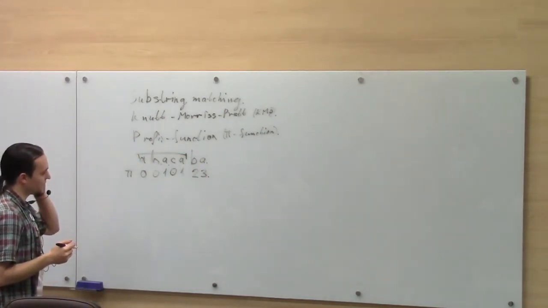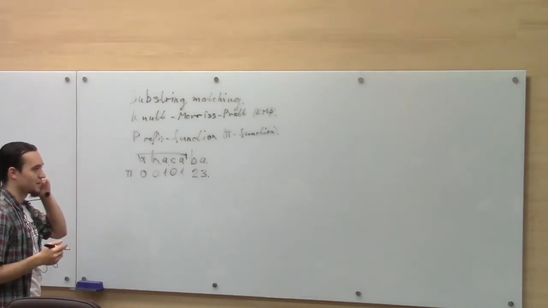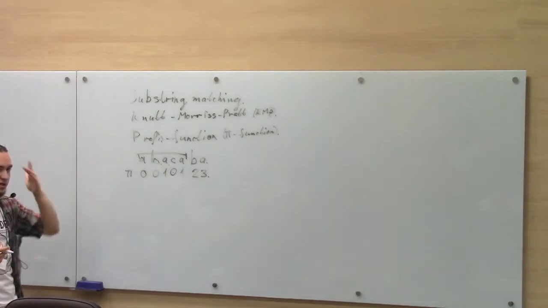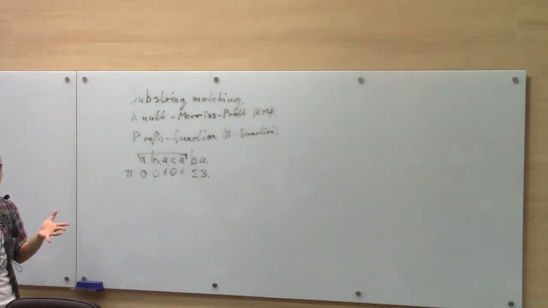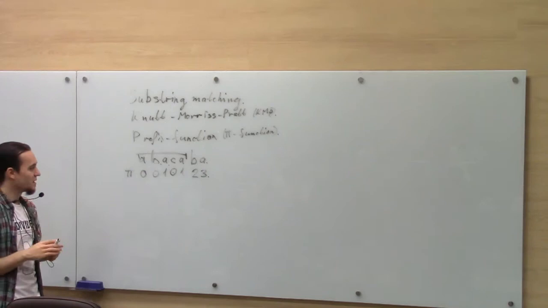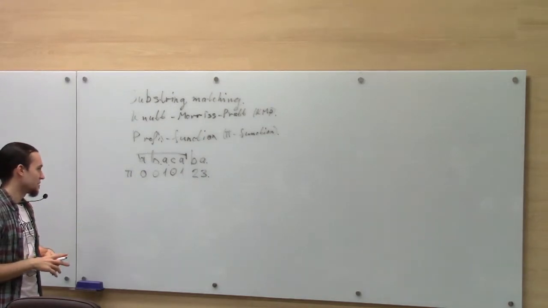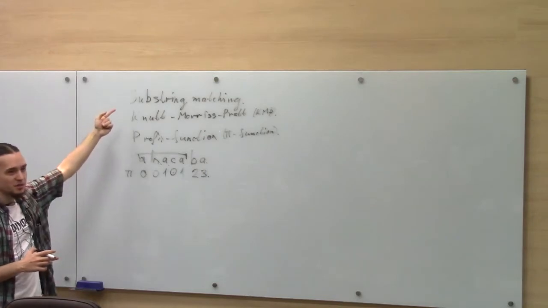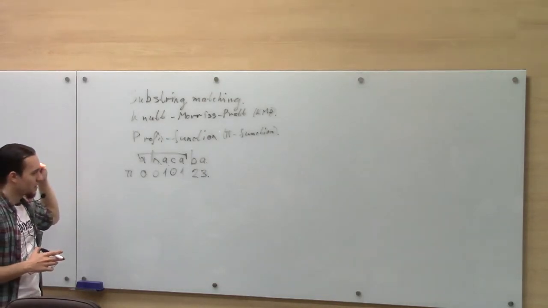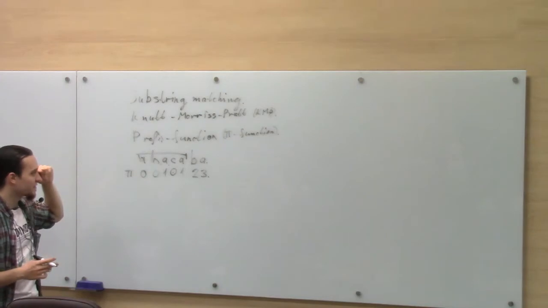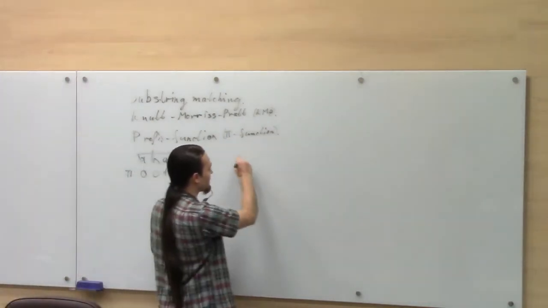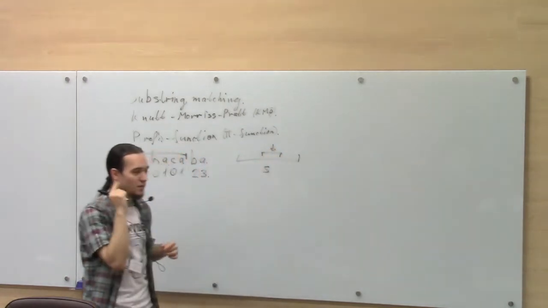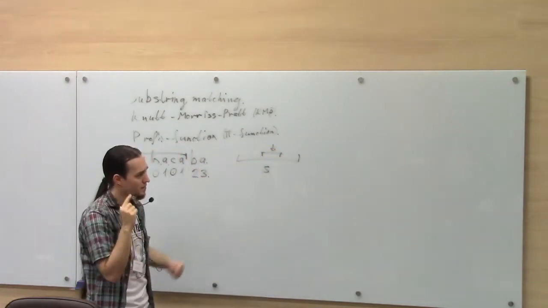So let's answer the second question. What does the prefix function, assuming that we are able to compute it somehow faster than you would expect, have to do with matching substrings? If you're able to compute the prefix function, and we are looking for a template in the text, how can we use the prefix function to find it?